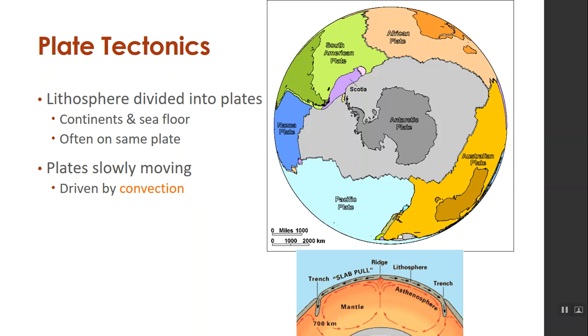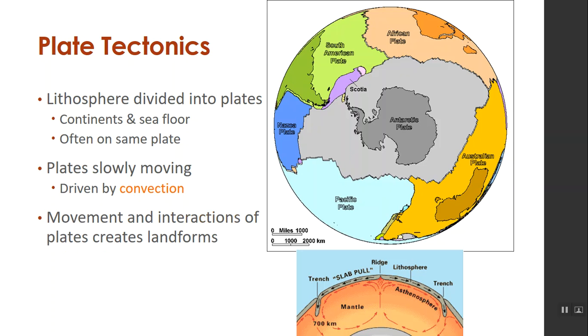We've talked about convection several times already this semester, but these are big loops of heat that are circling around, pushing the crust apart in certain places, which are called divergent boundaries, which I'll talk about, and pushing plates together at other places, which are called convergent boundaries. So the theory of plate tectonics is the movement and interactions of plates that creates landforms. And tectonics just literally means building, right? It's a way that the planet is constantly building new landforms.